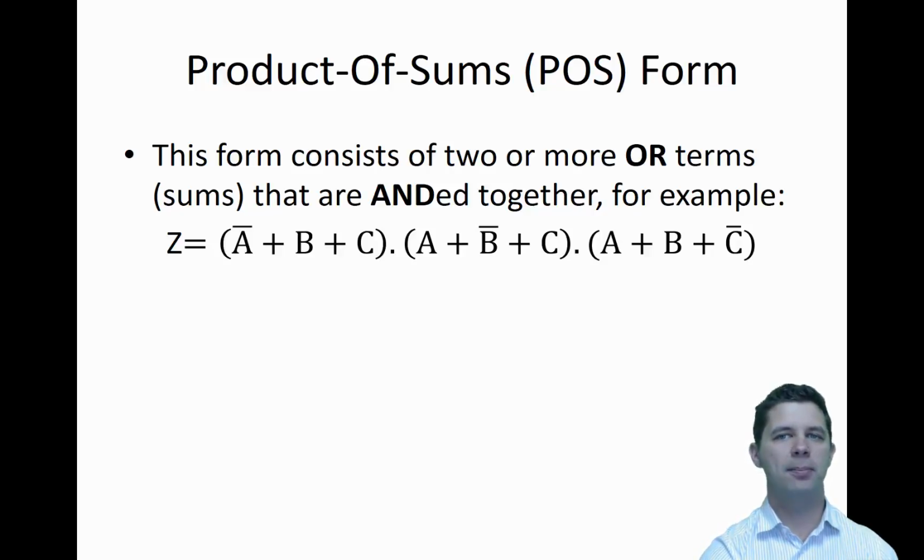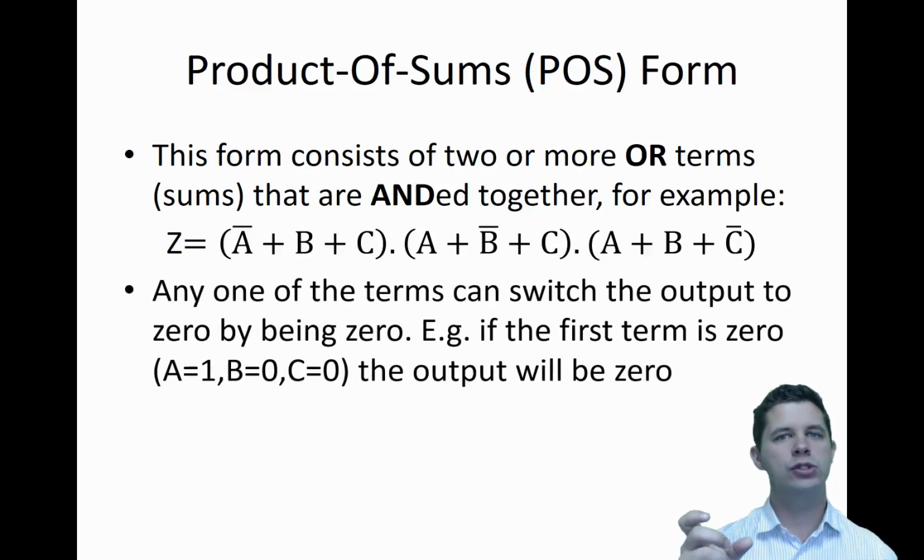Conversely, we can go the opposite way. We can have a product of sums where we have a number of OR terms in our brackets here, and we AND them all together. And what we find in this case is if any one of these OR terms generates a low, our output, because we're feeding it into an AND gate, is going to be 0. It's going to be a low as well.